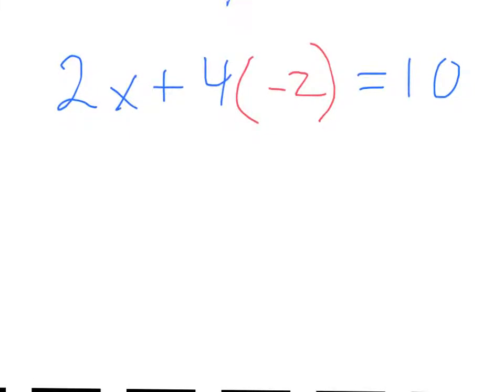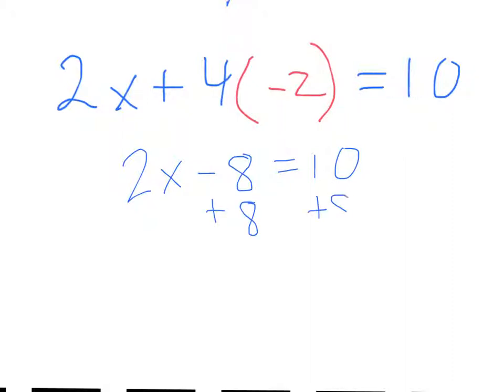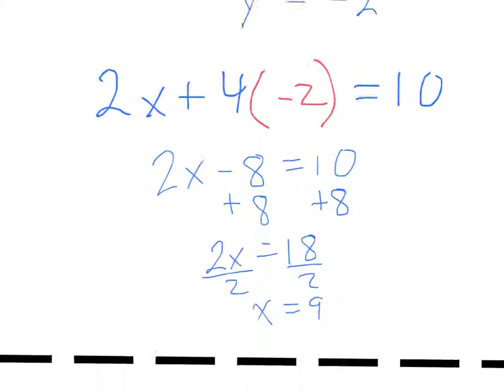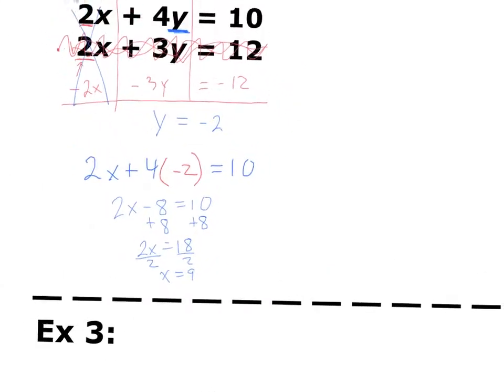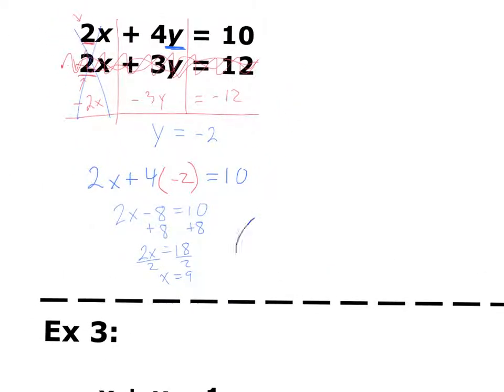Okay, so let's continue solving this. We have our 2x, and then we know 4 times negative 2 is negative 8. And then that all equals 10. So now you just have a two-step equation. Very simple, not hard at all. We're going to add 8 to both sides. And 2x equals 18. And then, of course, undo multiplication with division. So our x equals 9. Okay, so now that we have our solution, we can go ahead and write it in xy form. So your x was 9, your y is -2, and there is your solution.